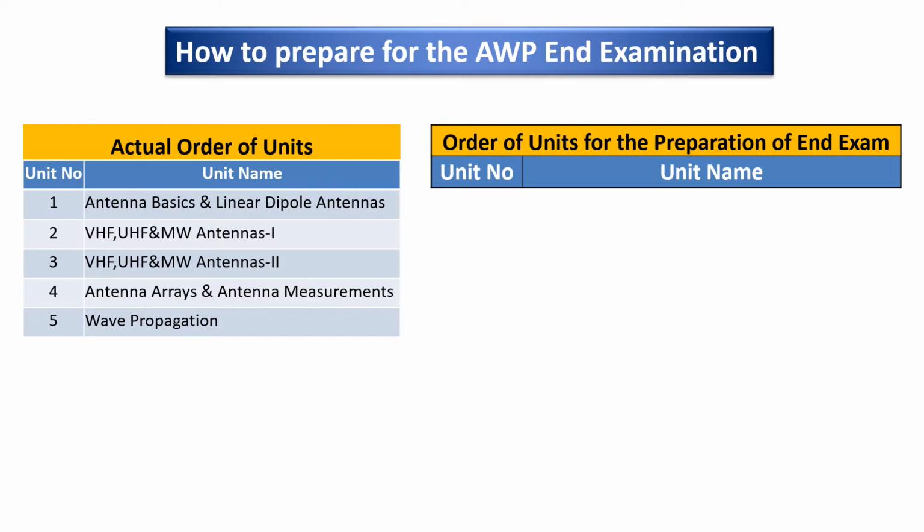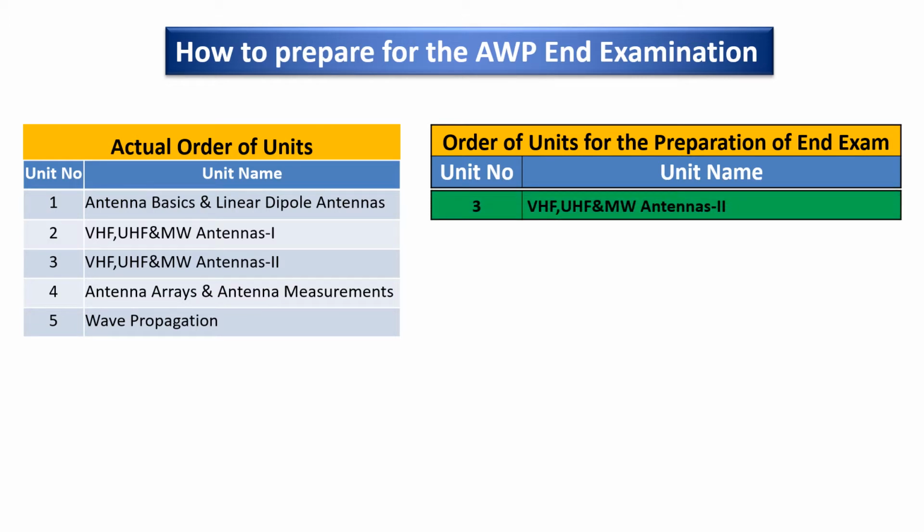Out of all these 5 units, if you consider the third unit, VHF, UHF and microwave antennas part 2, there are only 3 antennas: microstrip antennas, parabolic antennas and lens antennas. From these 3 antennas, they have to give two 10 mark questions and two 2 mark questions. That's why it has less content, only 3 antennas. So the first order of preparation is this third unit, VHF, UHF and microwave antennas part 2.